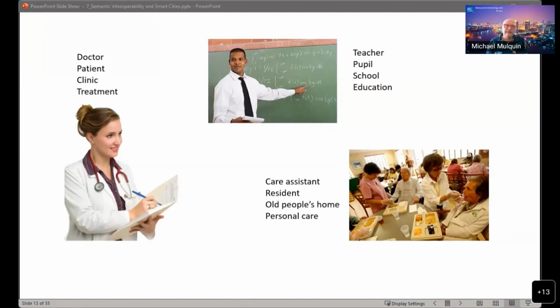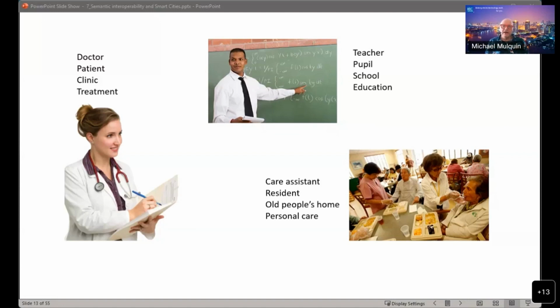So, as we can see, in health, you have a doctor, a patient, clinic, treatment. They're clearly specialist terms. This is very much looking at a high level here, of course. But you can see in education, you've got the same kind of roles and concepts labeled differently. So you've got a teacher that delivers the service. You've got a pupil that's, if you like, receiving it. You've got a school where that takes place. And you've got education, which is what you call the aim of the whole process.